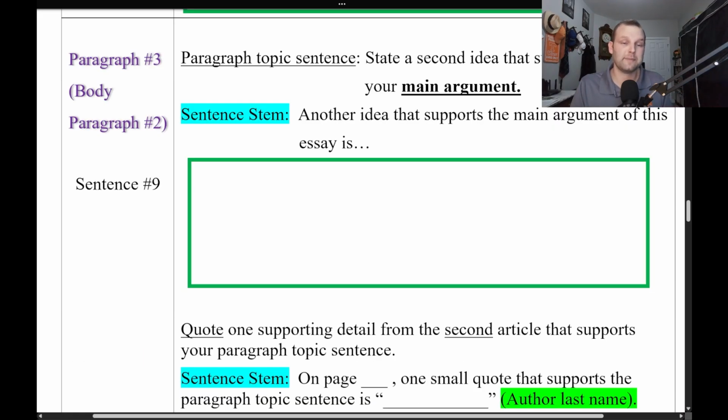Moving on to the next body paragraph. Simply recreate that same sequence but with different ideas. So another idea that supports the main argument of this essay is blank. Write it. What's another idea that supports the main argument of your essay? And it also describes what the whole body paragraph is going to be about.